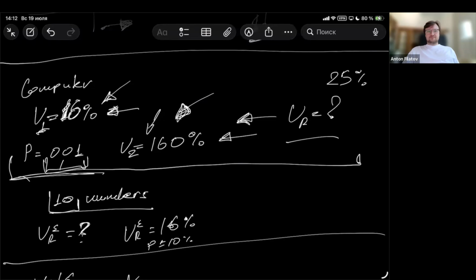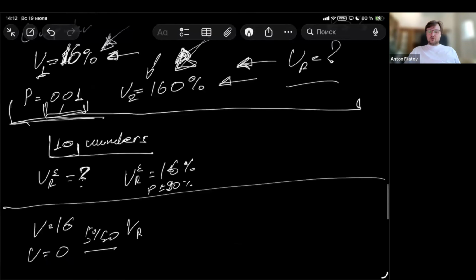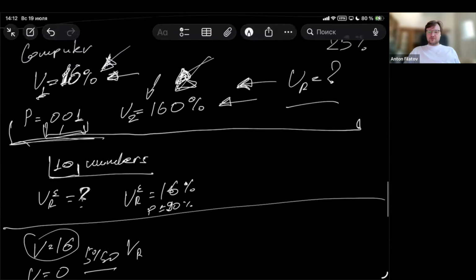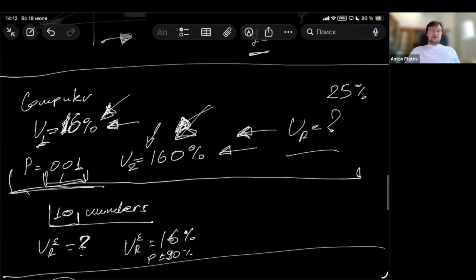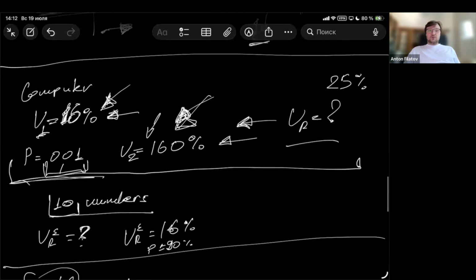Oh, sorry, my bad, of course. With probability of 90%, you won't catch this outlier, and you will see only those numbers. And we do know that if there are only those numbers with volatility 16, you will estimate the realized volatility as 16. So with probability of 90%, you estimate your volatility as 16.